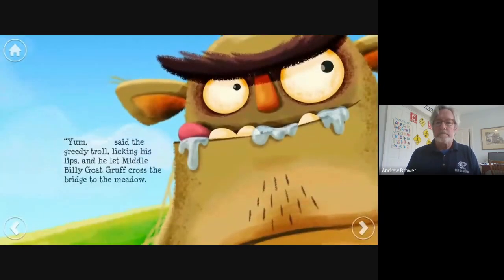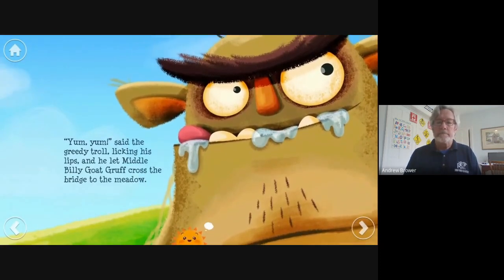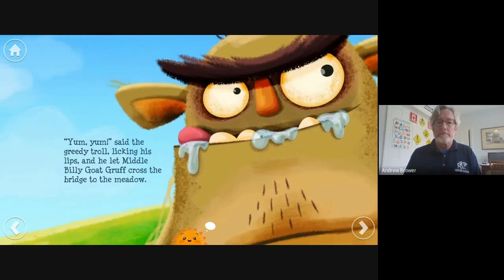Yum, yum, said the greedy troll, licking his lips, and he led Middle Billy Goat Gruff across the bridge to the meadow. The troll allowed Little Billy Goat and Middle Billy Goat to cross the bridge because he's so greedy. Now there's only Big Billy Goat Gruff left. How is he going to get to the other side?